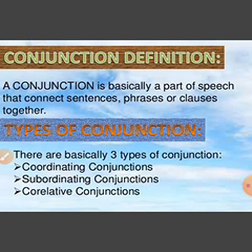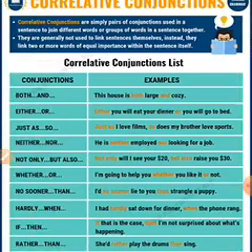A conjunction is basically a part of speech that connects sentences, phrases, or clauses together. Types of conjunction, we have three of them: coordinating conjunctions, subordinating conjunctions, and correlative conjunctions. So let's look at these types one after the other, starting with correlative.